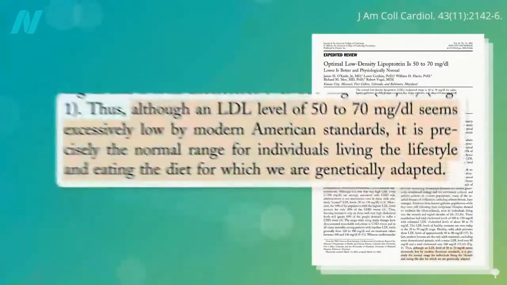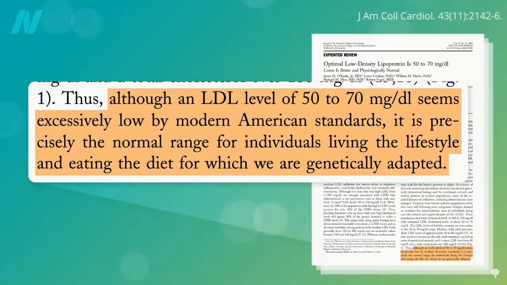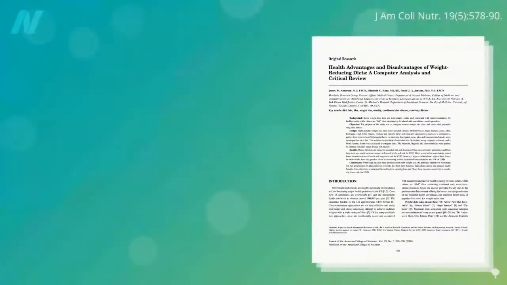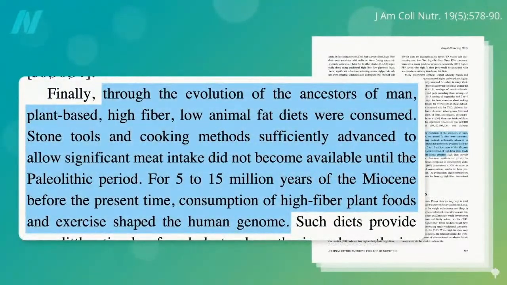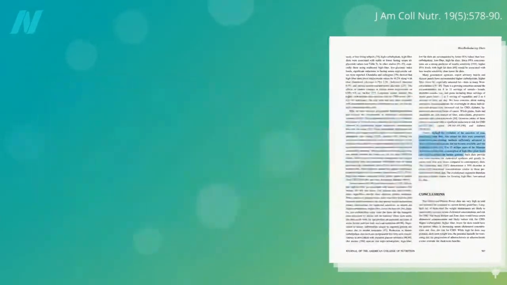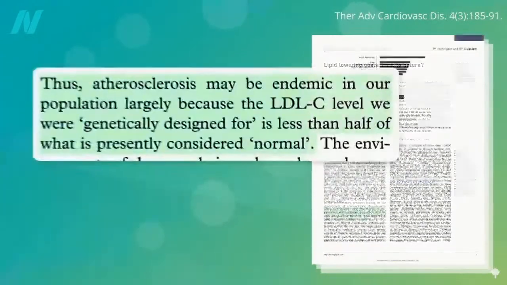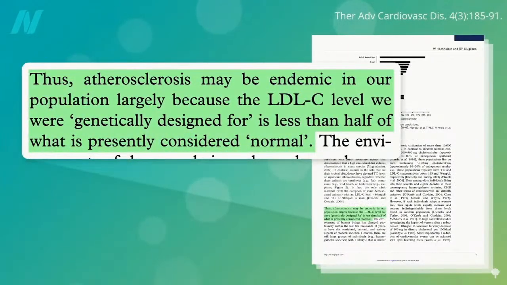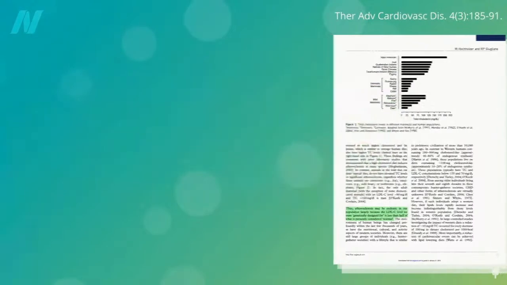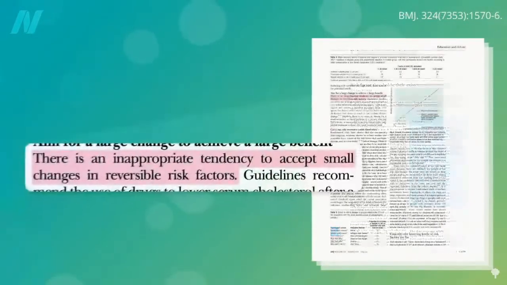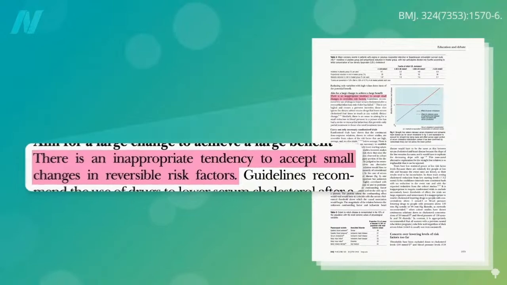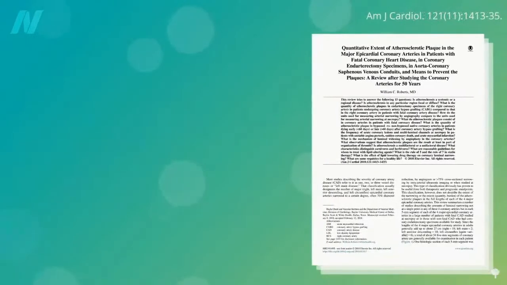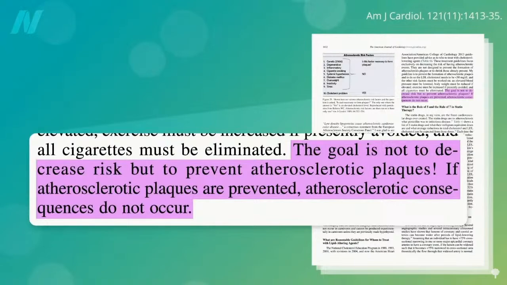Although an LDL level of 50 to 70 seems excessively low by modern American standards, it is precisely the normal range for individuals living the lifestyle and eating the diet for which we were genetically adapted over millions of years, a diet centered around whole plant foods. No wonder we have this killer epidemic of atherosclerosis, given the LDL level our bodies were designed for is less than half of what we presently consider normal. There's an inappropriate tendency in medicine to accept small changes in risk factors, but the goal is not to just decrease risk, but to prevent plaques, period.